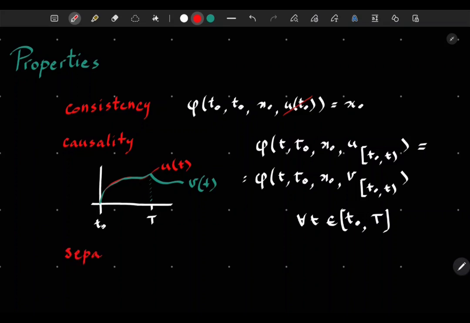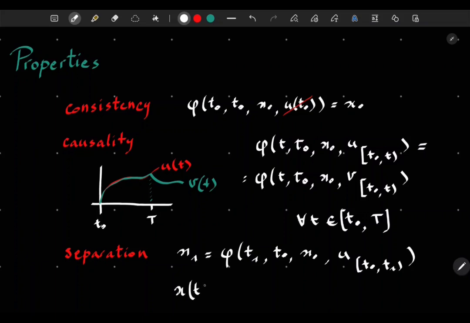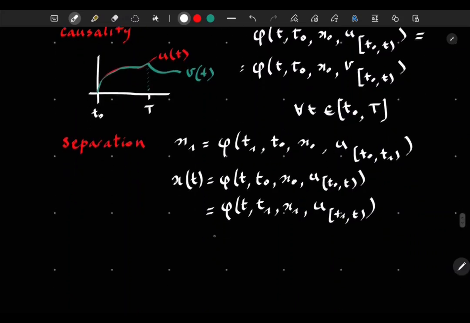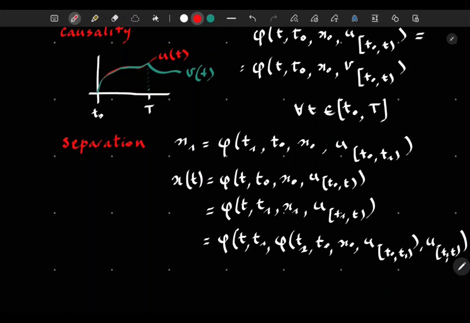Finally, we have separation. Let us consider a point x1 given by the function phi at time t1, starting from some initial point x0. Then a generic point x of t for t larger than t1, expressed by phi of t starting from the same initial point, so along the same trajectory, can be written as follows. This property tells us something about the composition of the state transition function with itself. In fact, this can also be written as phi again. And here you see that phi is applied to the output of phi from t0 to t1.